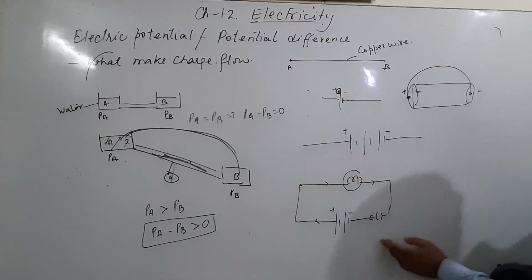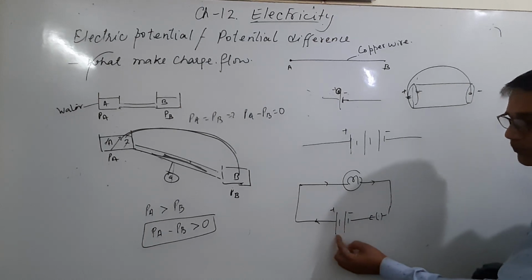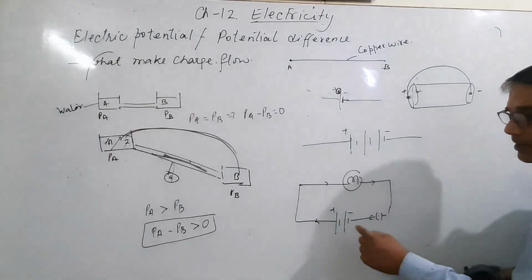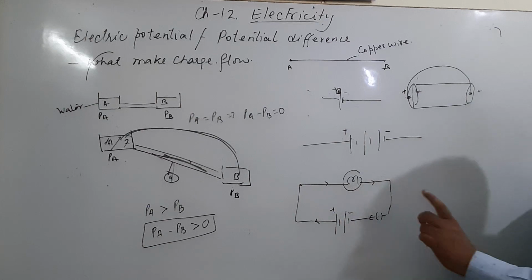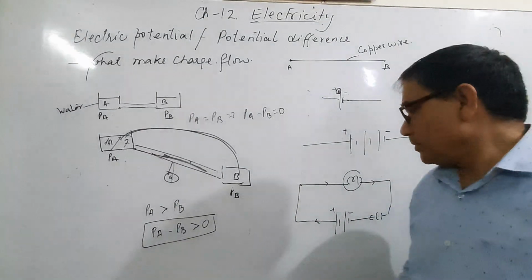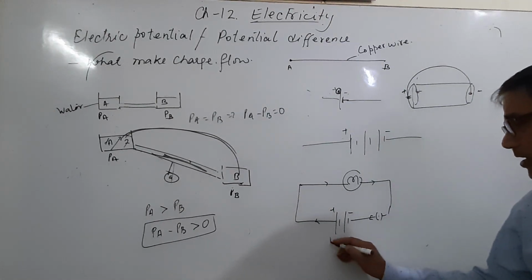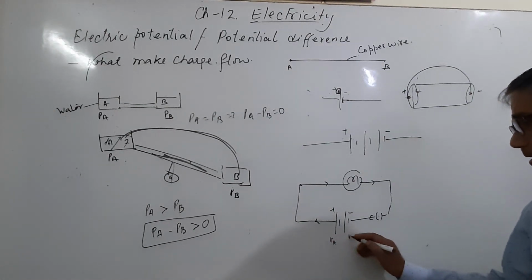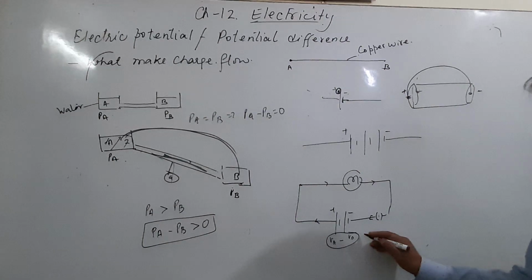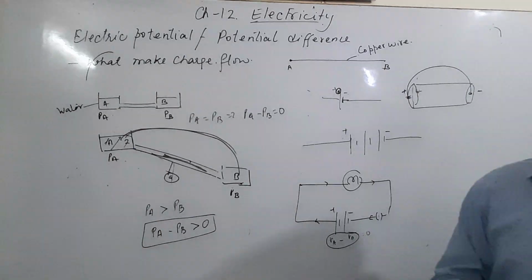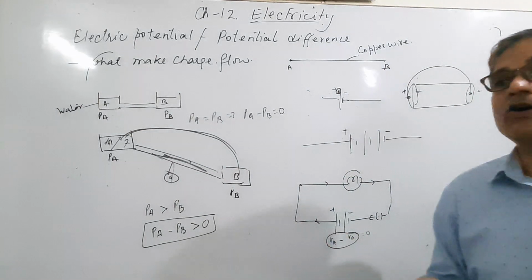Therefore, this difference of potential is created only by the battery, which is a combination of two or more cells. The larger potential is positive and the smaller is negative, and positive charge will move from higher to lower electric pressure. If here is VA and here is VB, then VA minus VB is not equal to 0. If VA and VB are equal, the difference is 0, then charge will not flow, electrons will not flow.